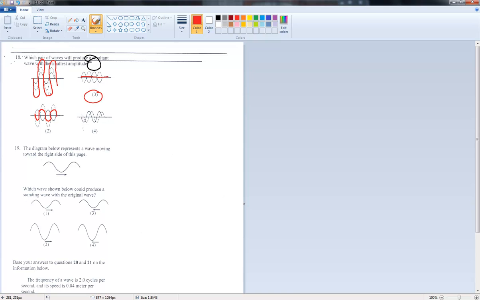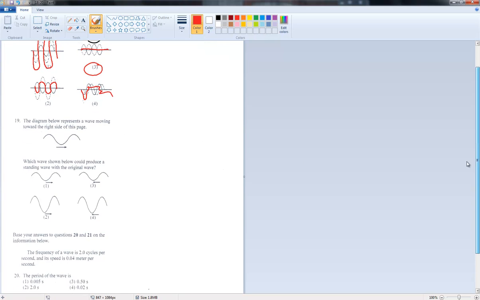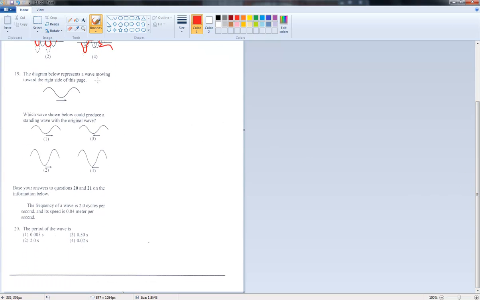And then finally this one, well, it would be partial and then constructive and then some destructive. I'd probably have to sit here and think about that one for a while. Let's see, 19. Which diagram represents a wave moving toward the right side of the page? Which shown below could produce a standing wave?